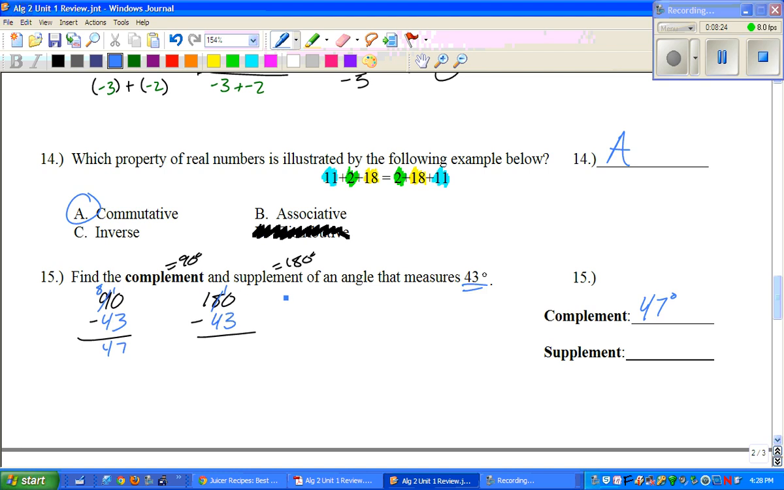And then we're going to do the same thing. You have to borrow. The 8 turns into a 7. 7 minus 4 is 3. And we get 137 degrees.